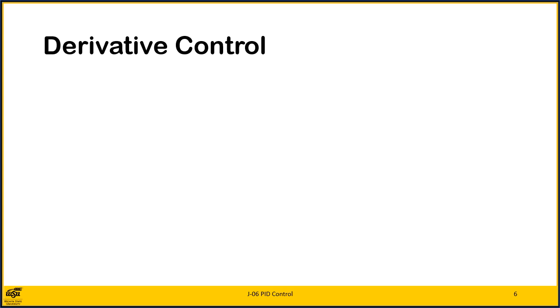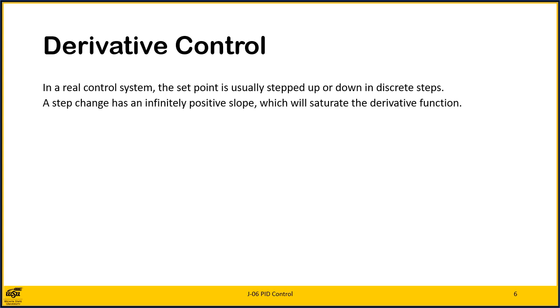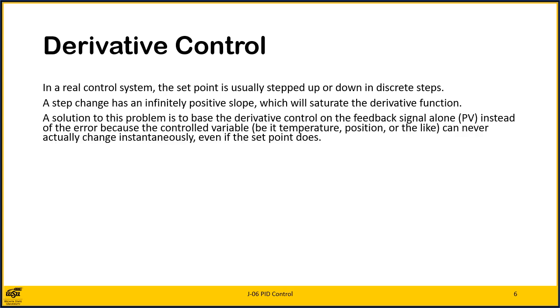A problem that can occur with derivative control is as follows. In a real control system, the set point is usually stepped up or down in discrete steps. A step change has an infinitely positive slope, which will saturate the derivative function. A solution to this problem is to base the derivative control on the feedback signal alone, PV, instead of the error, because the control variable, be it temperature, position, or the like, can never actually change instantaneously, even if the set point does.